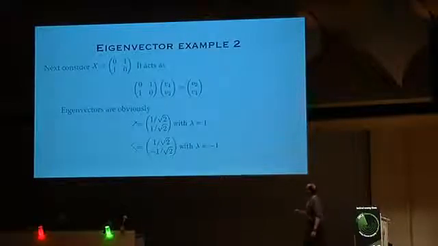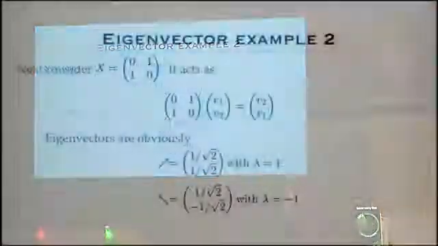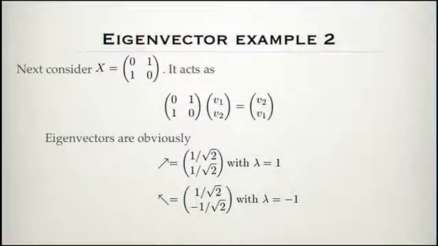Okay, next example is my x. Remember, x switches the components. So here you see (v1, v2) gets mapped to (v2, v1). Okay, how can it be a multiple of itself when I swap the components? Well, trivially, if both components are the same, right? Then if I switch the same numbers, I don't do anything at all.